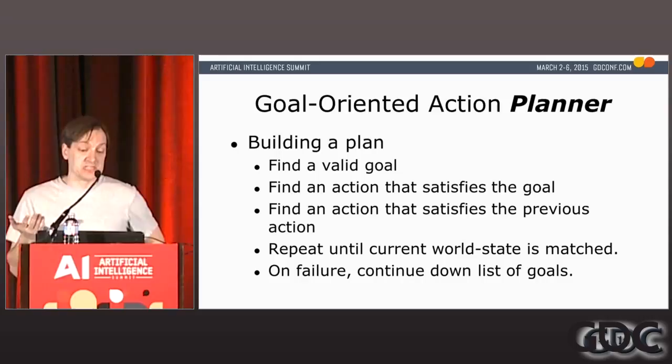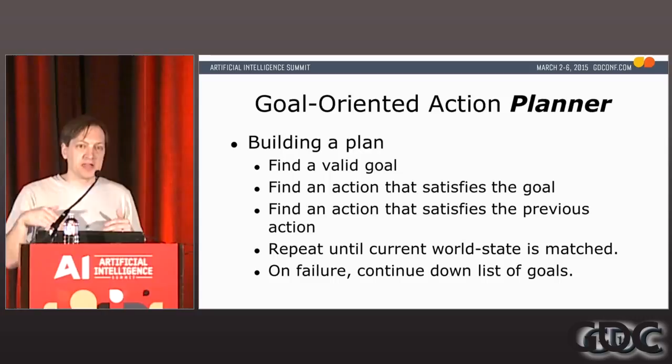Now, that doesn't always succeed. That can fail. And if it does, that's okay. We still have a list of goals. We keep going down that list of goals, find the next valid goal, and try to build a plan for that goal.